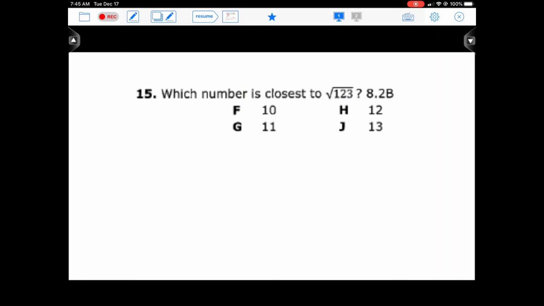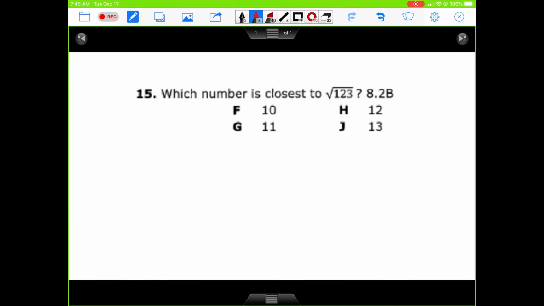Number 15. Which number is closest to the square root of 123? Let's take it way back to the beginning of the school year when we talked about irrational numbers and approximating irrational numbers. Whenever you have a square root, you want to figure out which two perfect squares it falls in between. So the square root of 123 falls in between the square root of 121 and the square root of 144. Those are my perfect squares.